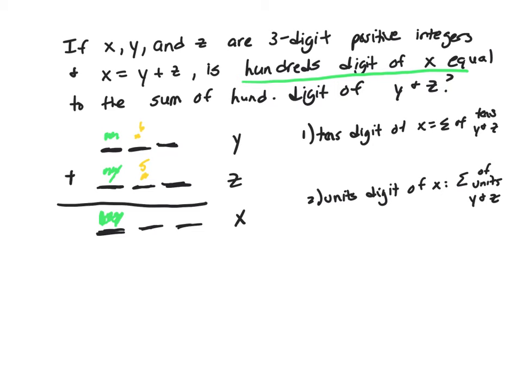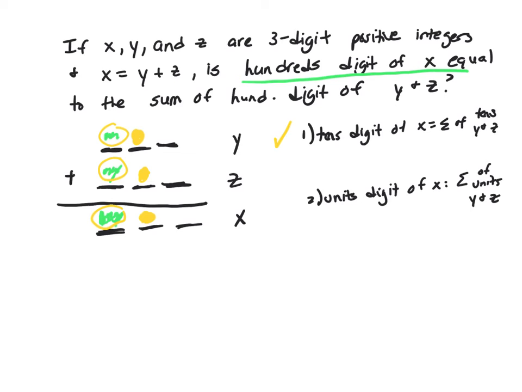So look at clue 1. Let me erase this because I made those numbers up. The tens digit of x, which is here, that's that yellow right there. The tens digit of x is equal to the sum of the tens digits of y and z. All right, so that means there was not anything to carry. So we didn't carry anything over, so that means that this number plus this number will give you that number. So clue 1 works. Now let's look at clue 2.